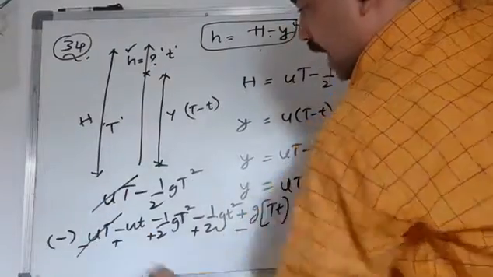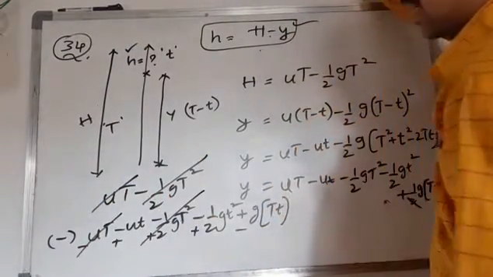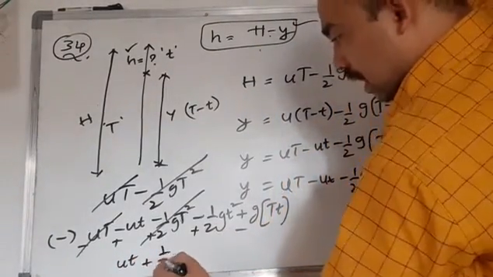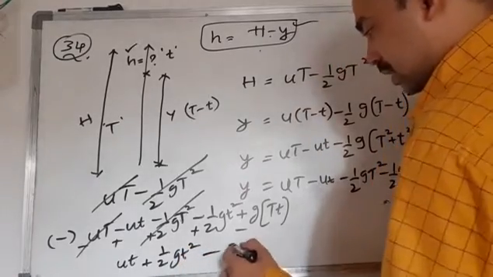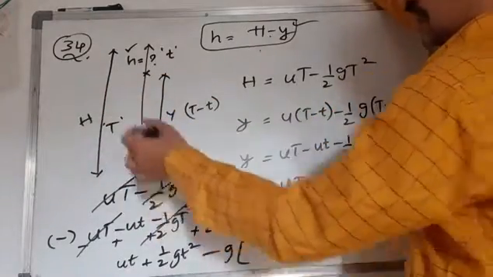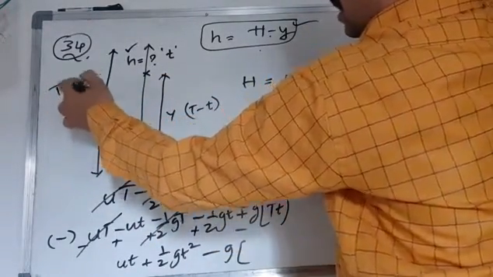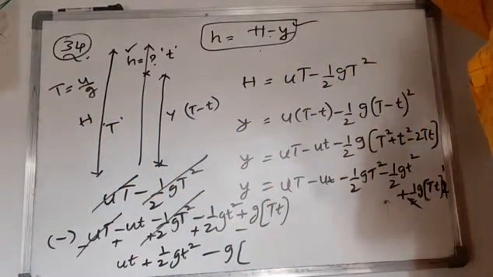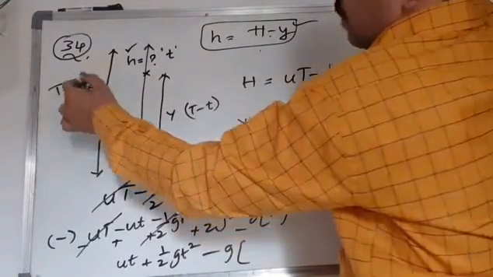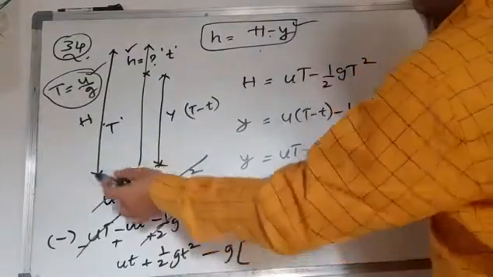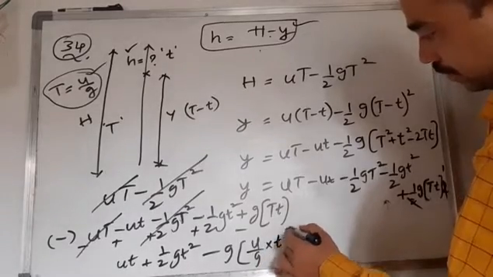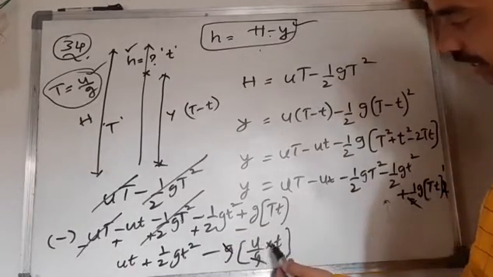So uT cancels, half g T square cancels, and here what is remaining? u t plus half g t square minus g T t. Here we can write T is equal to u by g. The total time taken to reach the maximum height is u by g. So in the place of T we can write u by g. So u by g into t, the g gets cancelled. You will get ut.